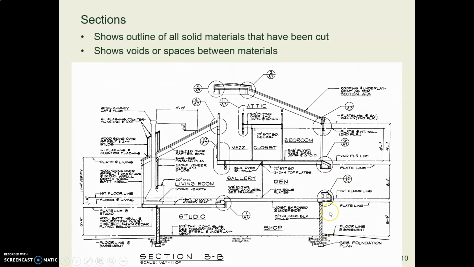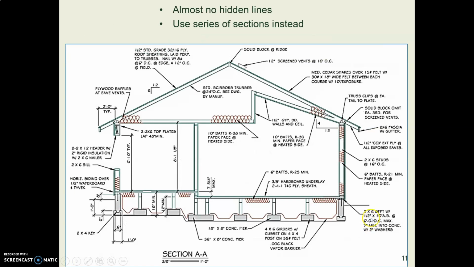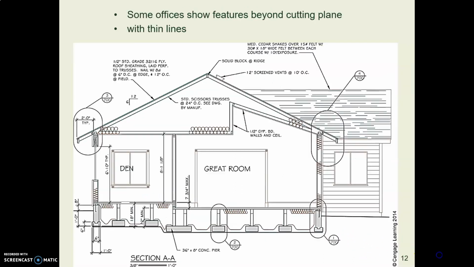And because you sliced vertically through the building, you see a solid line representing where an object has been cut. And then you can see spaces where your imaginary saw blade just went through the air. We don't use hidden lines for the most part in a section view. If something is hidden and you need to show it, then you make another section view, and you can make multiple section views in one building.